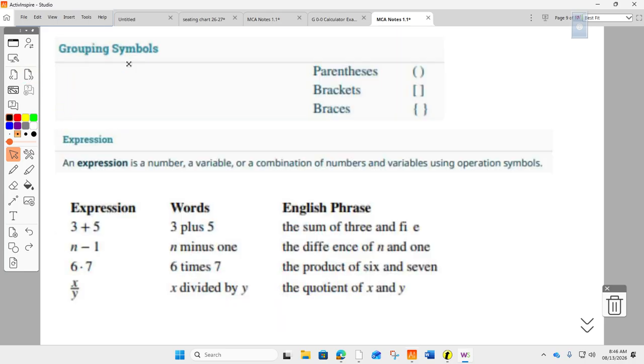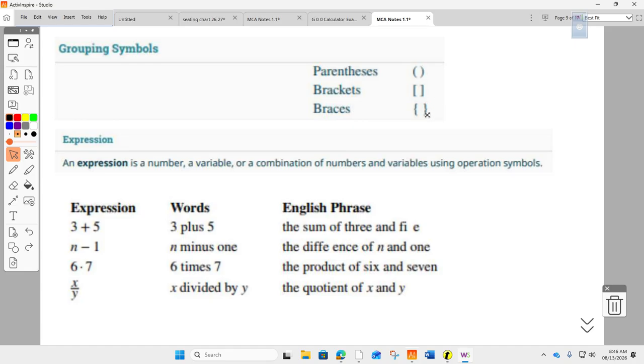Grouping symbols: parentheses, brackets, and the curly ones are braces. When an expression is written with grouping symbols, if there's only one set of grouping symbols, it's usually the parentheses. Another grouping symbol that we use a lot is a fraction bar. I know we don't often think about it that way, but a fraction bar is also a grouping symbol. But if it's in the same numerator, denominator, we have multiple grouping symbols. We're going to have parentheses first, then the brackets, and the braces.